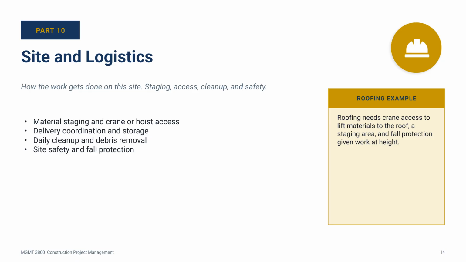Roofing involves work at height, so fall protection is a big deal. Material gets craned up to the roof. There is a real physical logistics question every day. The scope addresses this so the bidder can price it. Site logistics gets ignored at the bidder's peril. What looks easy on a drawing might be very hard on a tight urban site with no parking and one access point.